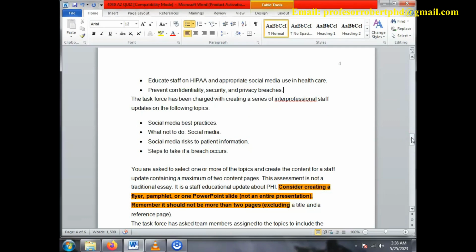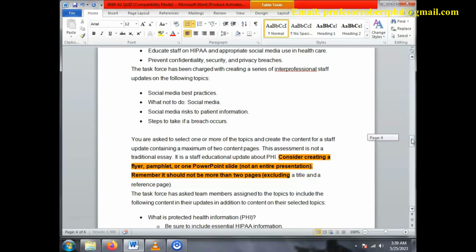You are asked to select one or more of the topics and create the content for a staff update containing a maximum of 2 content pages. This assessment is not a traditional essay. It is a staff educational update about PHI. Consider creating a flyer, pamphlet, or 1 PowerPoint slide, not an entire presentation. Remember, it should not be more than 2 pages, excluding a title and a reference page.